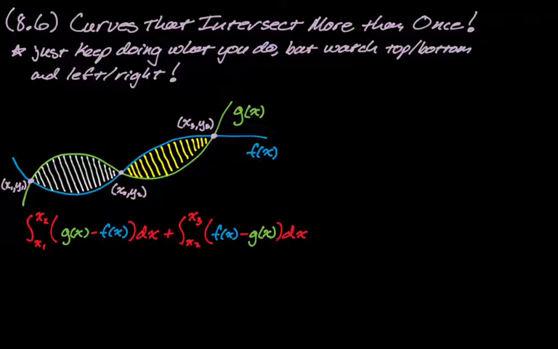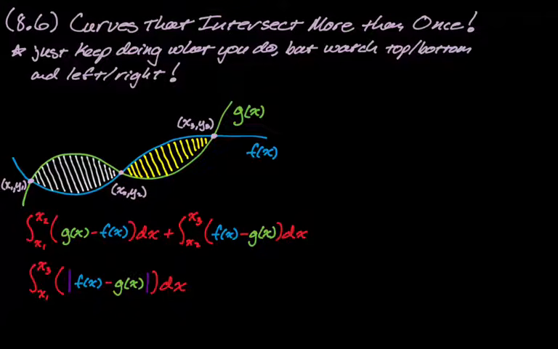Now, one thing that you should know is it is possible to find this in one shot without caring very much, but not as a human, just as a computer or a calculator, where what you can actually do is go from x1 to x3, the absolute value of f of x minus g of x. Now, the absolute value takes care of the fact that sometimes f of x minus g of x is positive, sometimes it's negative.